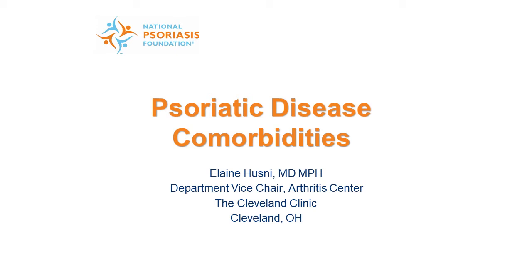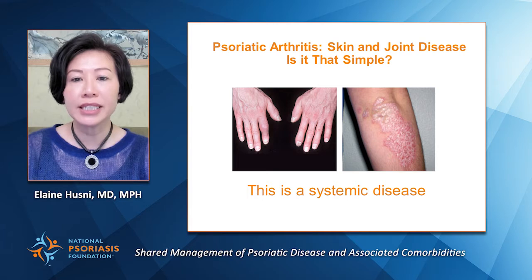I'm going to turn our attention to psoriatic disease comorbidities. So we're going to talk about some of the latest data that we have on comorbidities. This is really an emerging field now. We're really understanding more and more about psoriatic arthritis and really more beyond the skin and the joint disease. So it's not as simple as we hope. This is really a systemic disease, and this is why the science of comorbidities in this area has really grown.